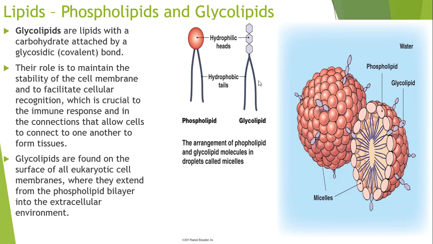Glycolipids are also lipids, with a carbohydrate attached by a glycosidic covalent bond. You'll find a lot of these in the phospholipid bilayer as well, and their role is to generally maintain the stability of the cell membrane and facilitate cellular recognition, which we'll talk about a little later, and which is another function of peripheral proteins. Like I said, they're found on the surface of most eukaryotic cell membranes, where they extend from the phospholipid bilayer into the intracellular membrane. I'll highlight that more when we get to the phospholipid bilayer in the organelle section.